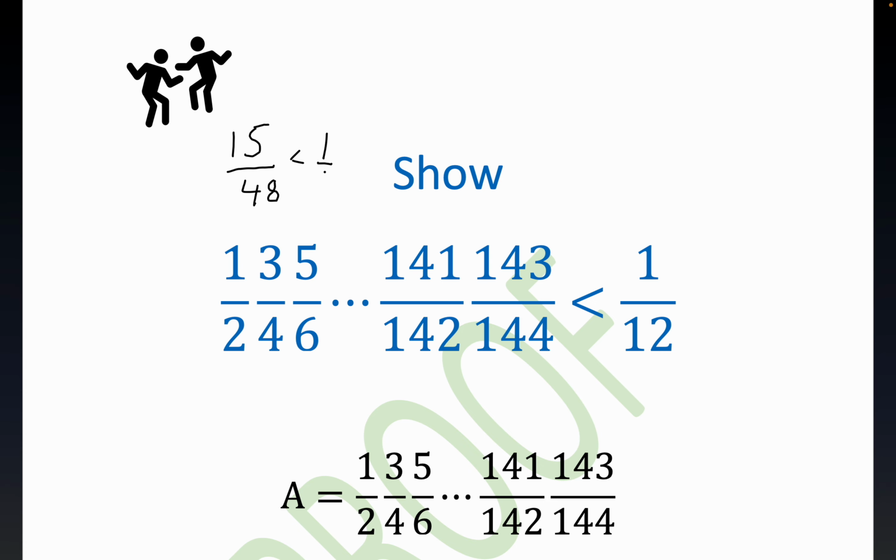But that's just 3 fractions. There's 69 more fractions, each less than 1. And collectively, they multiply everything down to where the entire product would be less than 1/12. That's what we're trying to show. All right, so let's give our expression a name.